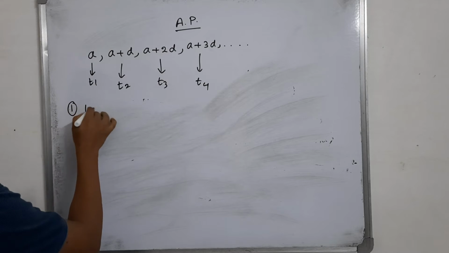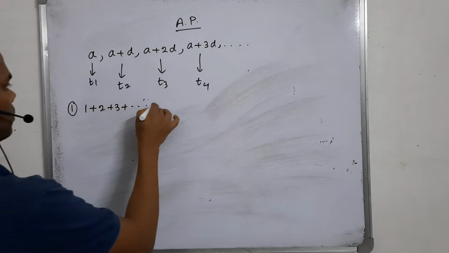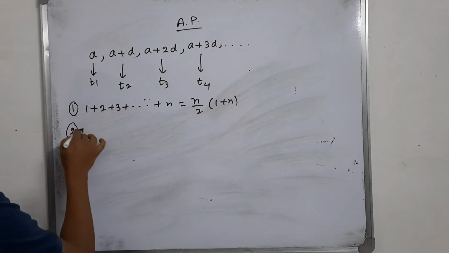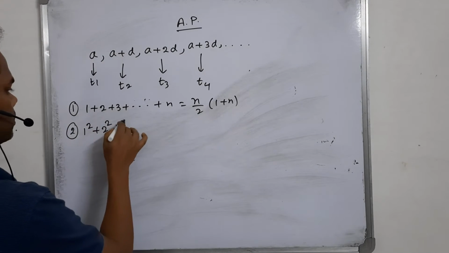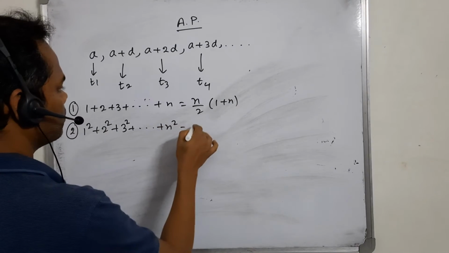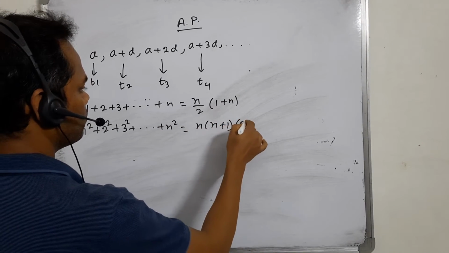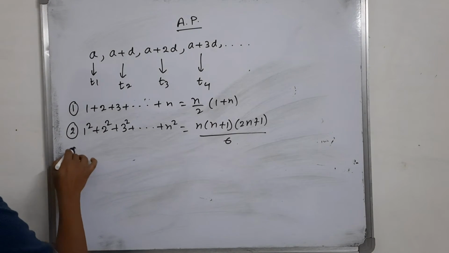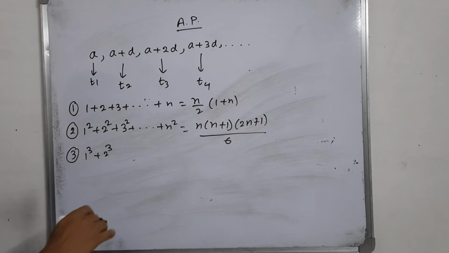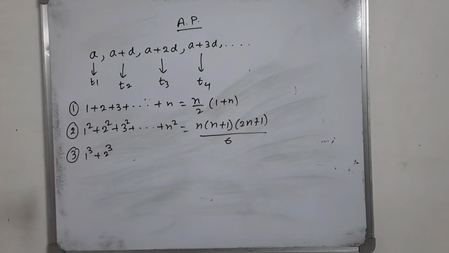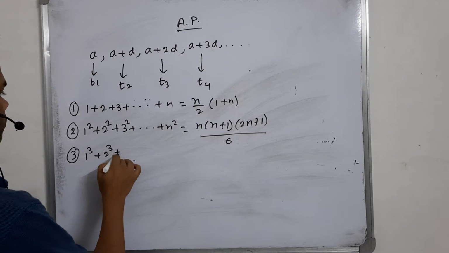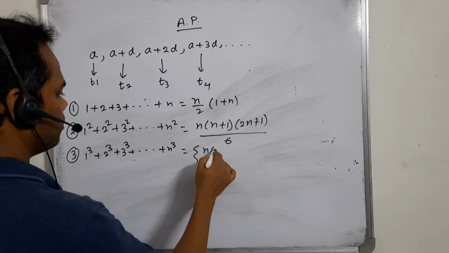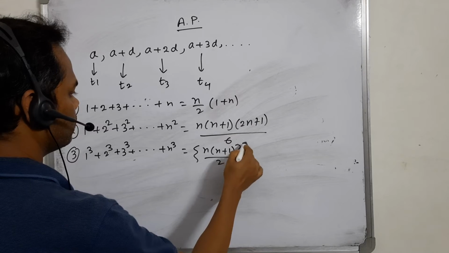Now there are other formulas. 1 plus 2 plus 3 plus dot dot n equals n by 2 into 1 plus n. 1 square plus 2 square plus 3 square plus dot dot plus n square equals n into n plus 1 into 2n plus 1 by 6. 1 cube plus 2 cube plus 3 cube plus dot dot n cube equals n into n plus 1 by 2 whole square.